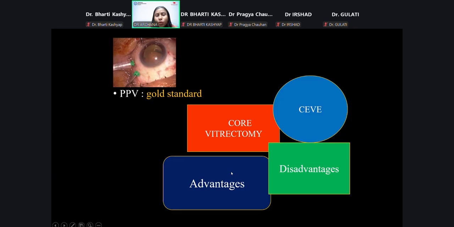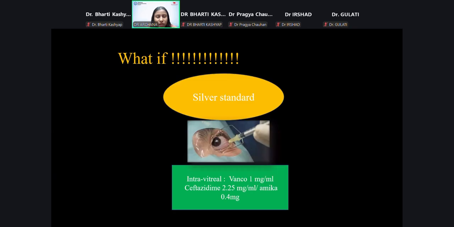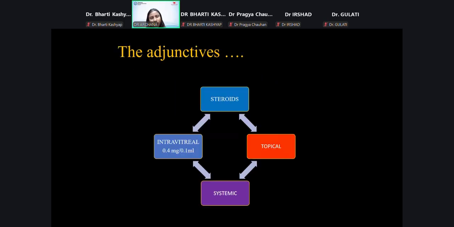And obviously, there are advantages and disadvantages. The advantage is that you are deloading the infective material from the vitreous of the eye, so the antibiotics will act better. The disadvantage is that any invasive procedure, vitrectomy, is associated with risks like RD, breaks, all that. The silver standard is to just give intravitreal antibiotics, Vanco and Ceftaz. Always remember, so that even in your dreams you remember it, vancomycin 1 milligram per ml and ceftazidime 2.25 milligram. Okay, amikacin was earlier used, but because of its retinal toxicity, it's rarely used now.